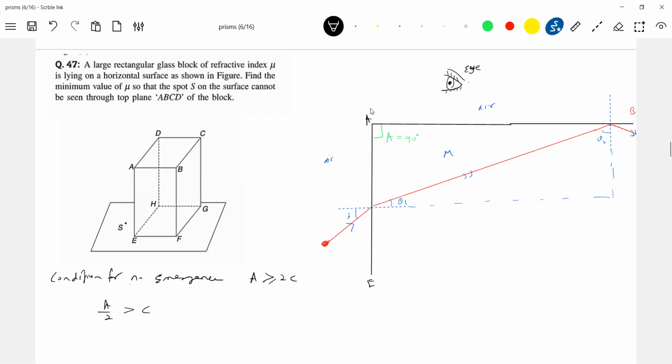What is the value of A? A is 90 degrees. So therefore 90 by 2 should be, so therefore 45 degrees. Take this one: sine 45 degrees should be greater than sine C. So 1 by root 2. Sine C is what? 1 by mu. So therefore what is mu? So mu should be greater than or equal to root 2. Minimum value of mu equals root 2. Check it by another method, you'll get the same answer.